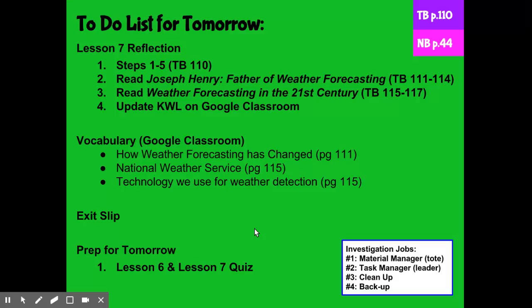Your to-do list for today is to do lesson 7 reflection, steps 1 through 5. Some of this will be in a group and some of this will be on your own. Make sure you're reading both articles. You do have a KWL on Google Classroom that you should update. And then all of your vocabulary should be done, including the 3 new ones today: how weather forecasting has changed, National Weather Service, and technology we use for weather detection. There is an exit slip, and remember to prepare for your quiz on Monday. If you have any questions, please let your teacher know.